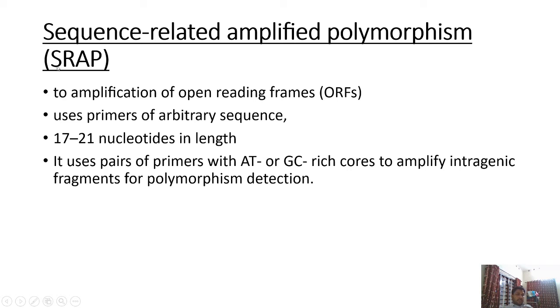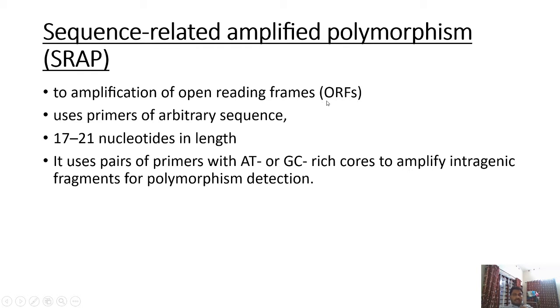Students, now I'm going to talk about SRAP. SRAP is a PCR-based marker technique. Here, SRAP means sequence-related amplified polymorphism. Here, we are considering sequence-related regions within the genome. That means open reading frames within the genome. I think you all know about these open reading frames.